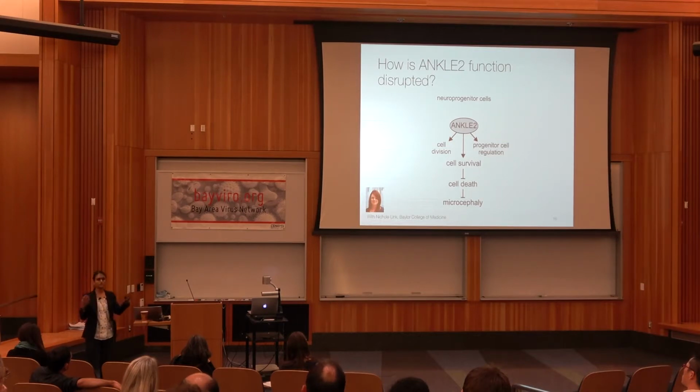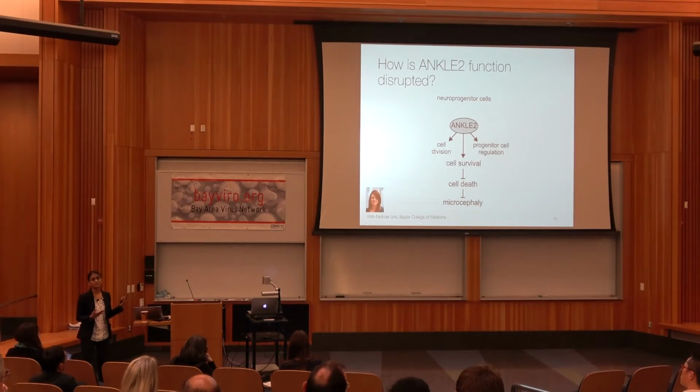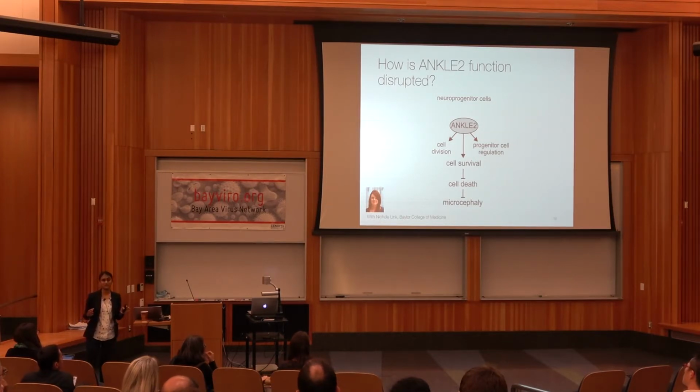So she has all of these assays to test for downstream ANKL2 function already set up, and she started looking at whether any of these functions were impacted by Zika virus NS4A. For the purpose of time, I'm not going to talk about the impacts on cell division and progenitor cell regulation, but what I will say is that there is a mild phenotype if we use the right genetic background. What I am going to tell you about is some of the cell survival data, which is more compelling at this point.